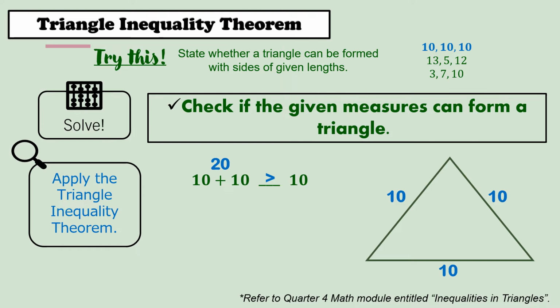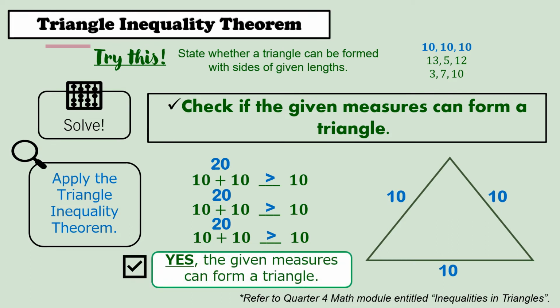We notice that all sides of the triangle have the same measure, which is 10. Thus, all of our comparisons will be the same as the first one we made. Since all statements satisfy the triangle inequality theorem, we conclude that yes, the given measures 10 units, 10 units, and 10 units can form a triangle.